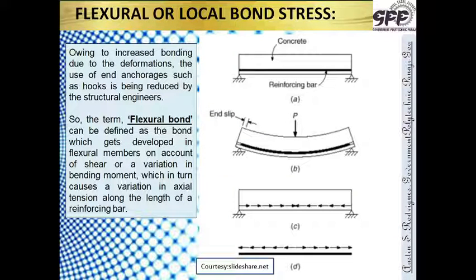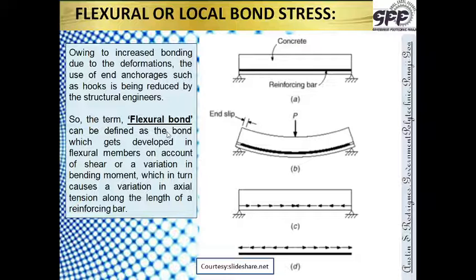Because the bond is increased, that means the bond is better between the reinforcement and concrete. That's why many times structural engineers don't provide hooks at the ends. End anchorages are dispensed with. Structural engineers feel that there is no need of end hooks and anchorages whenever ribbed bars are provided.